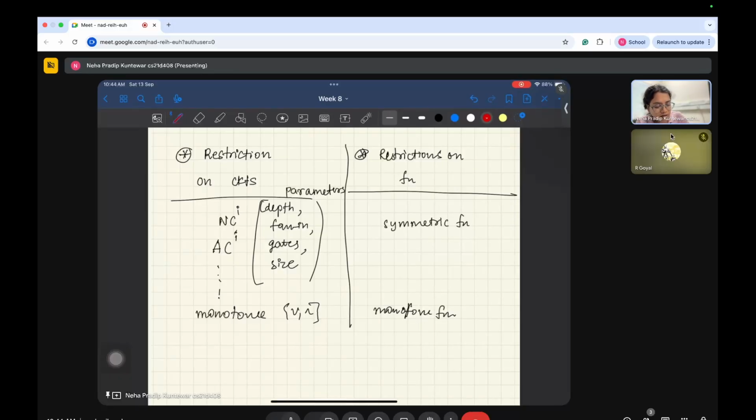And last time we saw that these are equivalent. That is, for every monotone function, there is a monotone circuit, and if you have a monotone circuit, then it must necessarily compute a monotone function. So this is something that we know.